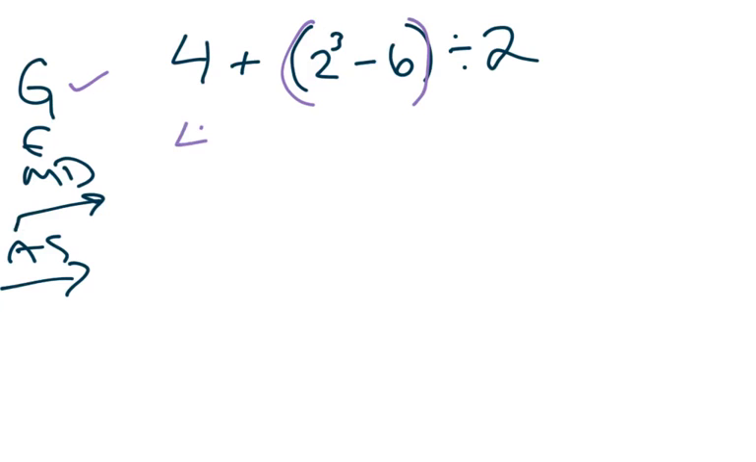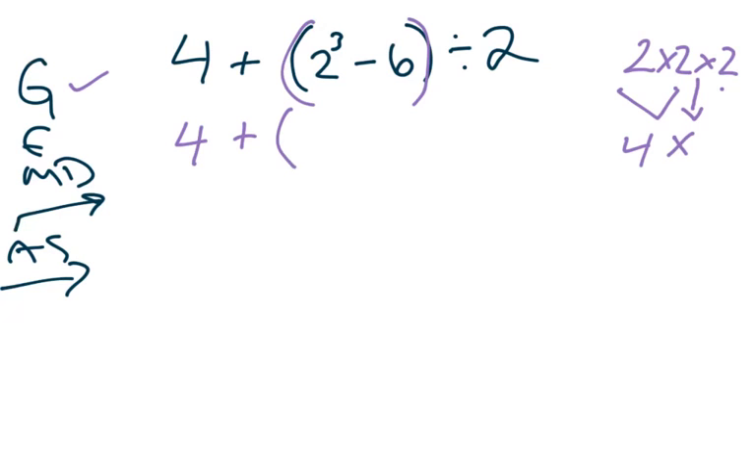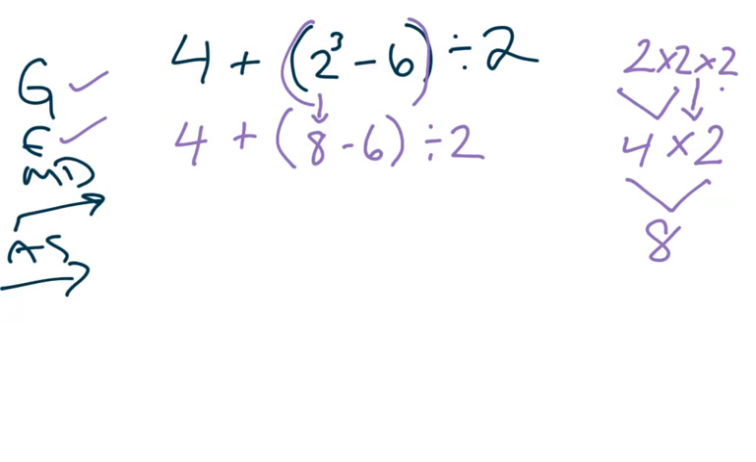Yes. 4 plus parentheses 2 to the power of 3 means 2 times 2 times 2. 1, 2, 3 times. 2 times 2 is 4. Here's something that I've noticed a lot of people doing. They're suddenly changing this to a plus sign. If it's a multiplying sign, a times sign, it stays times. 2, that's 8. Okay, so I'm going to replace this right here with 8 minus 6 divided by 2. Okay, done with my exponents.